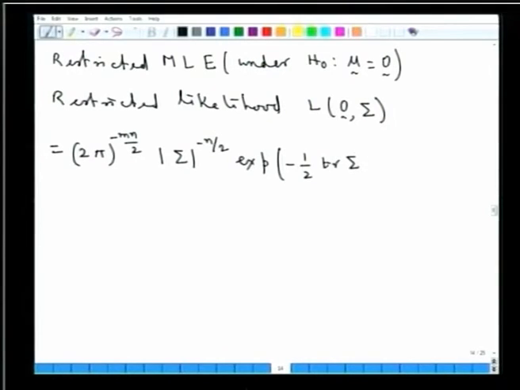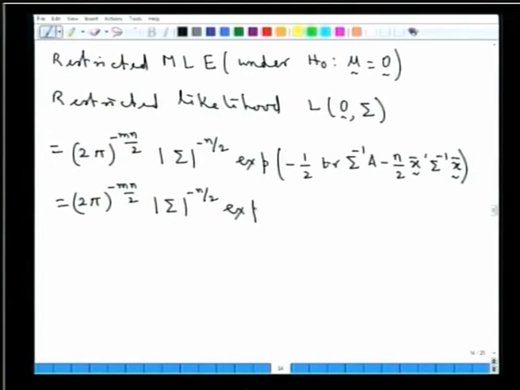Let me first write it: the trace of sigma inverse A, this minus n by 2, and then x bar minus mu transpose sigma inverse. Now under the restriction that H naught: mu equal to mu naught, that mu is a null vector, and hence what we'll be having here is just x bar transpose sigma inverse x bar. So we can write this in this form, that 2 pi to the power minus mn by 2, determinant of sigma to the power minus n by 2. Then we will have e to the power, if we take this minus half outside.